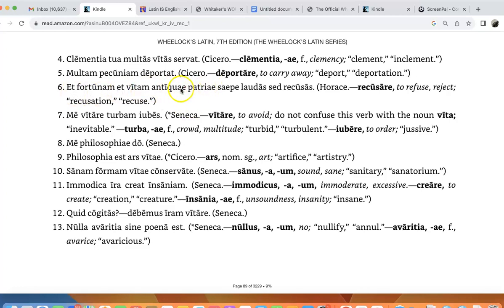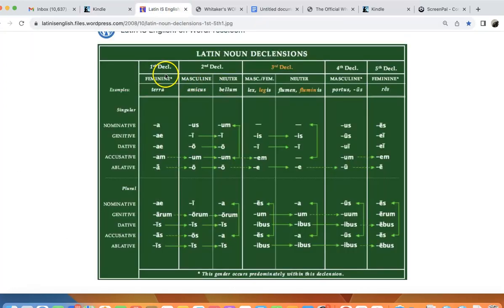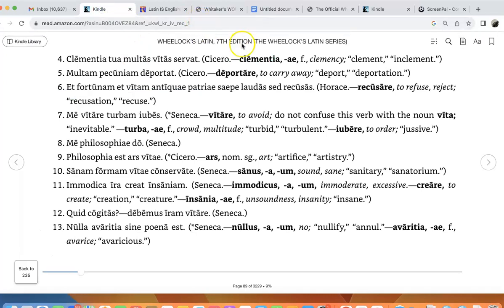So we're looking up these words, antiquae, patriae, saepe, but then we get down here, laudes sed recusas. Well, now it's a little bit trickier. We have to be able to recognize laudo and recuso as verbs. So that's going to be one of the challenges, not to confuse nouns and their case endings with verbs and their tense endings and person and number. And how do you know the difference? Well, you're going to have to learn the vocabulary, is what it comes down to. So if we're not sure, we've got to look it up.